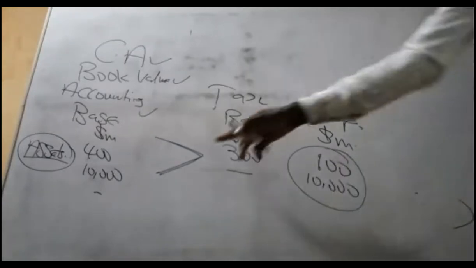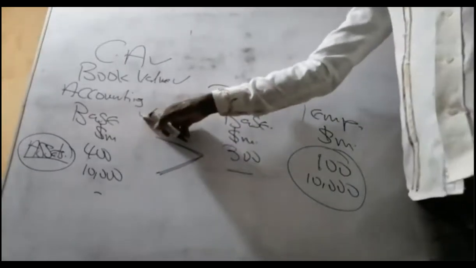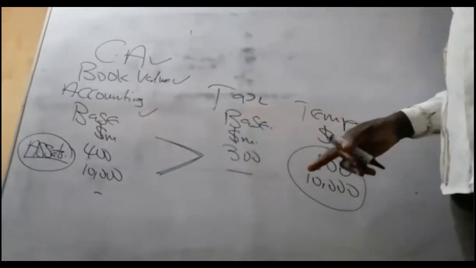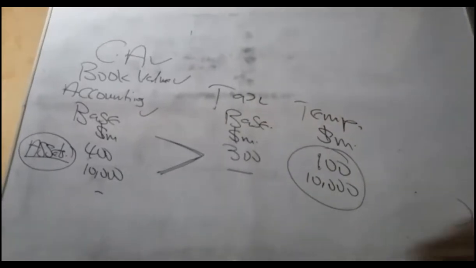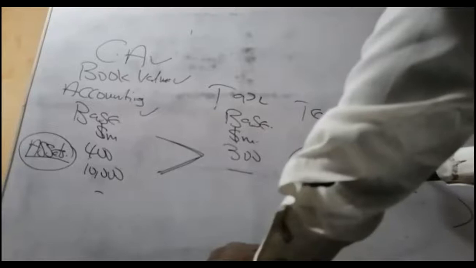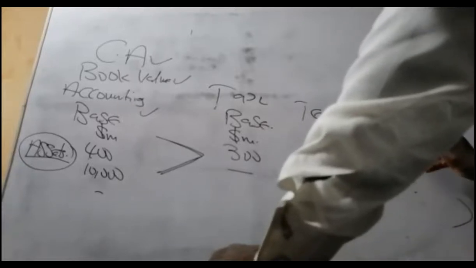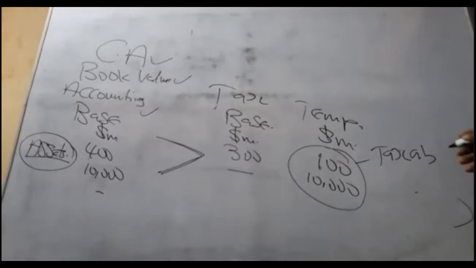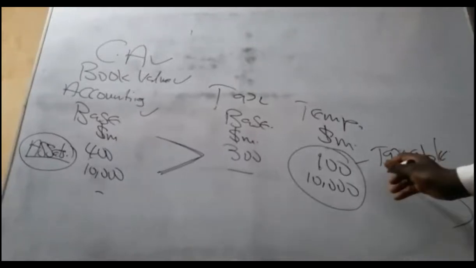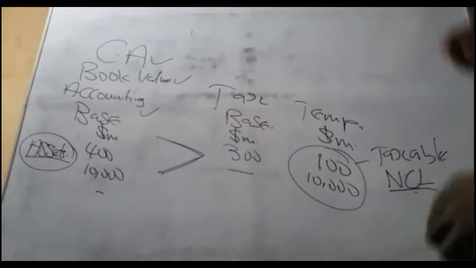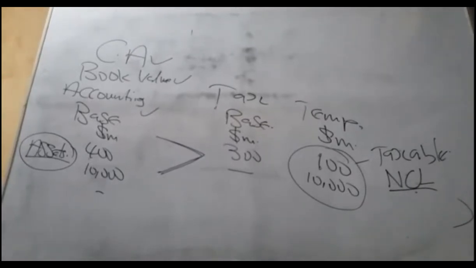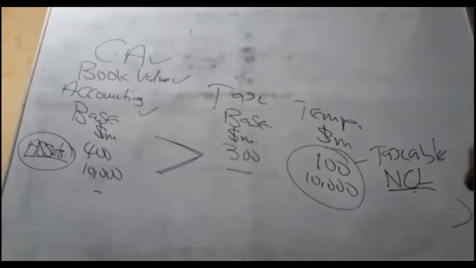Good. So if the carrying amount or the accounting base is more than the tax base, the difference is called taxable temporal difference. So let me record it here. Taxable temporal difference. And taxable means non-current liability. Yes, they are going to tax us in future, so we have a liability, we have something to pay. It's bad news to us, so let's record it as a liability.